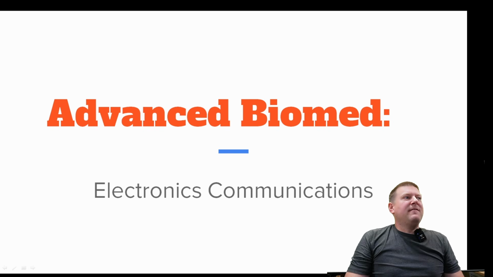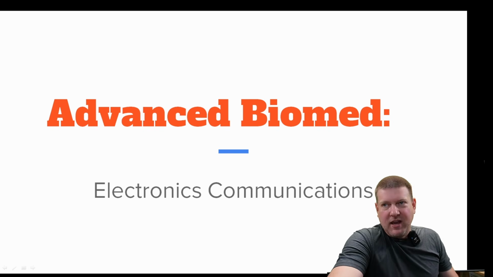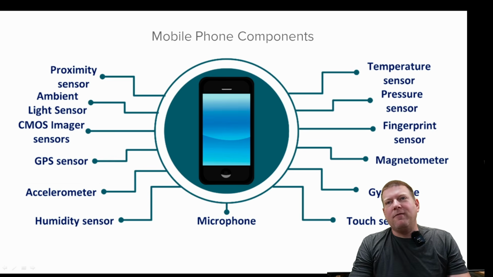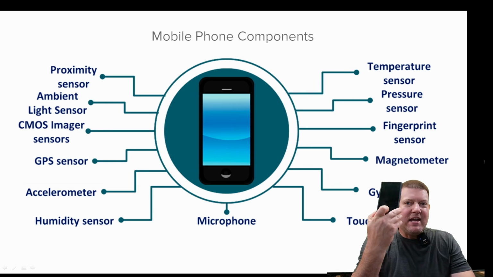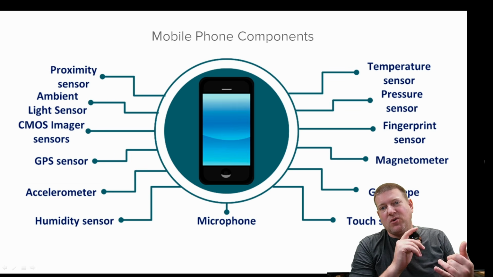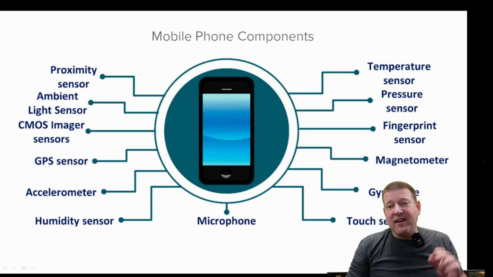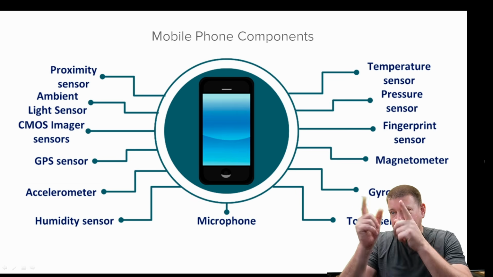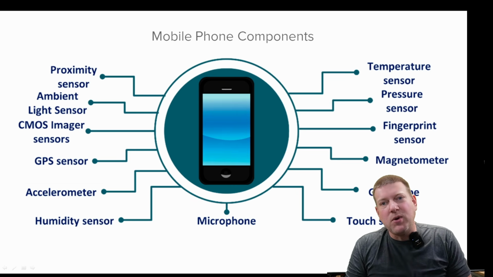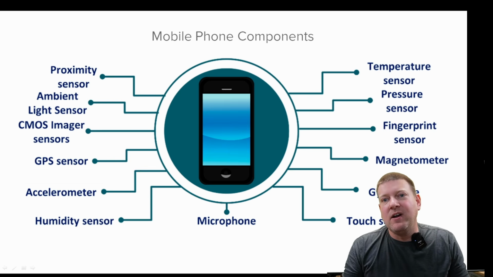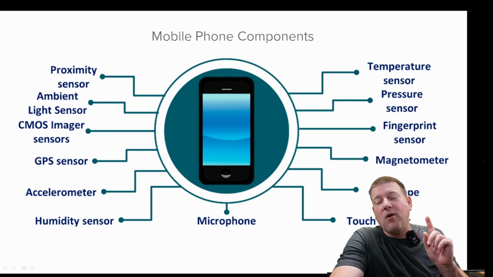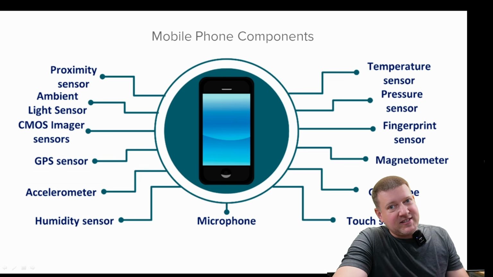So here we go, guys. Advanced Biomed, electronics, communications. This is a rough estimate of all the different items that are located inside your cell phone. And believe it or not, almost every one of these components has its own controller, and it sends and receives data from the main processor. To do that, it has to have a type of protocol, and they have to know how to talk to each other. Sensors might always be streaming, or they might only send data when it's requested.